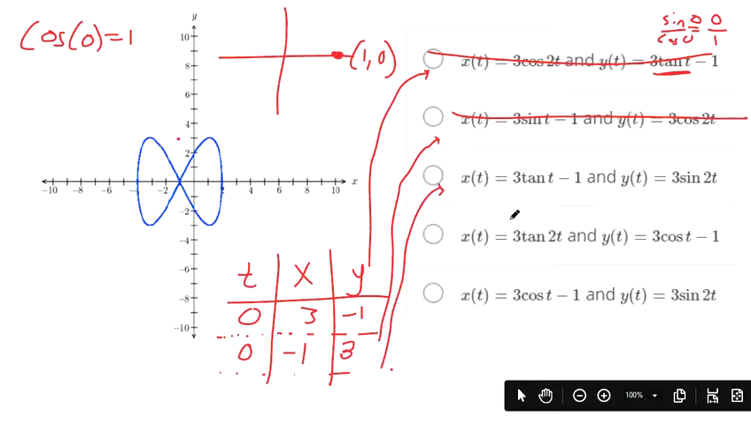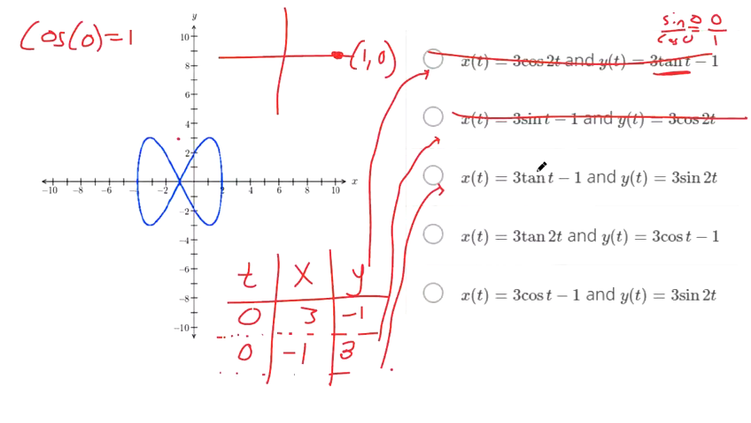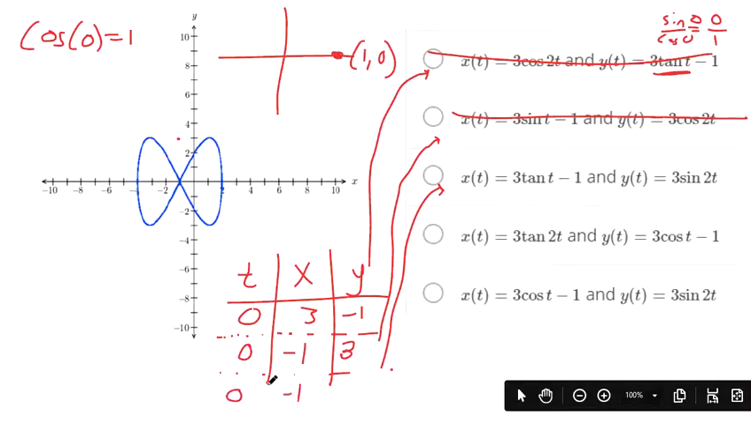Let's go to the next one. If you plug in 0, that's sine over cosine, so that's 0 over 1, so it's 0. 0 minus 1 makes negative 1 for x. Plug 0 in here, that gives us 0 for y. Negative 1 on the x, 0 for y. This one's a possibility. We can't eliminate option 3 here. Let's check out option 4 and option 5, because if we can eliminate those based on this t equals 0 point, then we can just stop there.